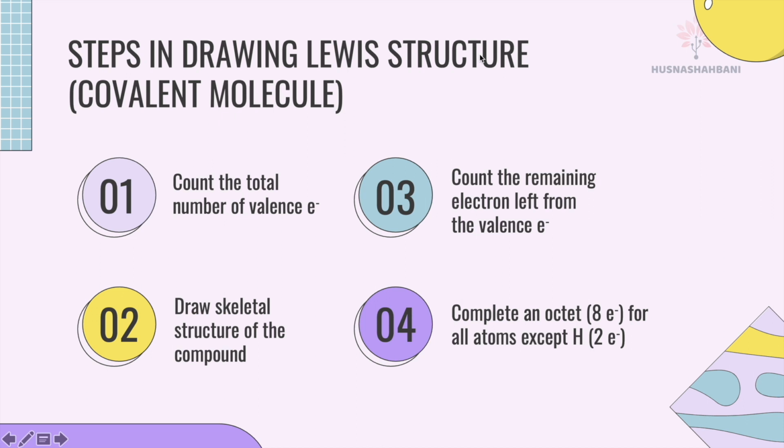Steps in drawing Lewis structure. This is for covalent molecule. The first step, you have to count the total number of valence electrons of that atom. Second step, draw the skeletal structure of the compound. Next, count the remaining electrons left from the valence electrons. And the final step is to complete an octet, 8 electrons, for all atoms except hydrogen. Hydrogen, you need to complete 2 electrons because it's a duplet.